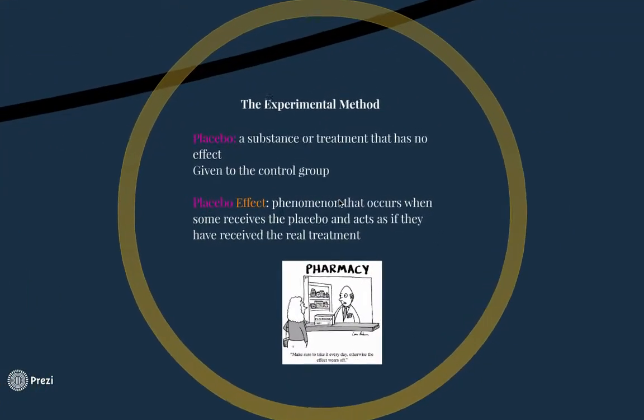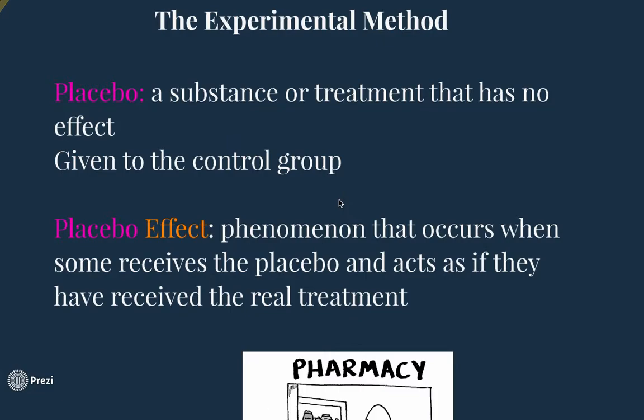All right, a placebo is a substance or treatment that has no effect, and it is always given to the control group. And that is because, let's say that we're doing a study and we are testing a new pharmaceutical drug that deals with attention. You give half of the group the actual new pharmaceutical medicine, and then you give the other half a placebo. You do this in order for all of the people participating in the experiment to feel like they are equal.